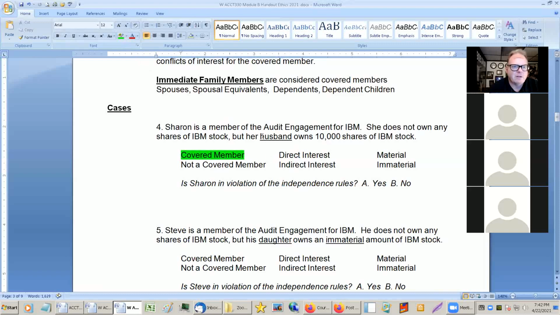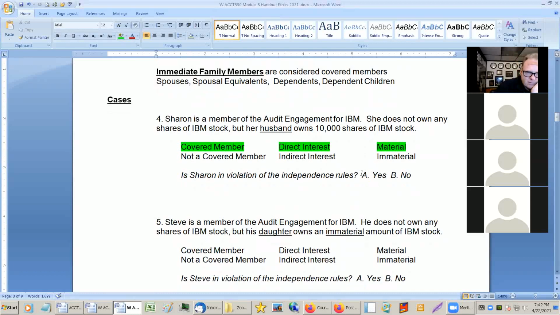Immediate family, a spouse or a member. Direct interest or indirect? Direct. And material? Yep, definitely material. 10,000 shares is worth quite a bit, about $1 million worth of stock. So, is it in violation of the rules? Yes.